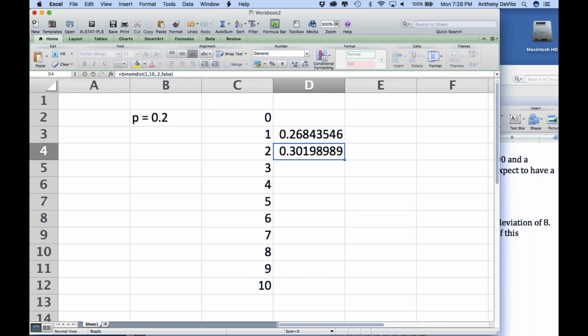Not cumulative. Okay, that's 26%. It's a little less likely that I would get one person that's left-handed than two. Makes sense, right? 20%, I would get that, but it's close.